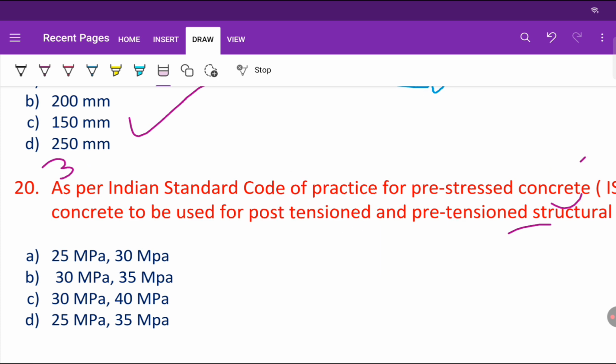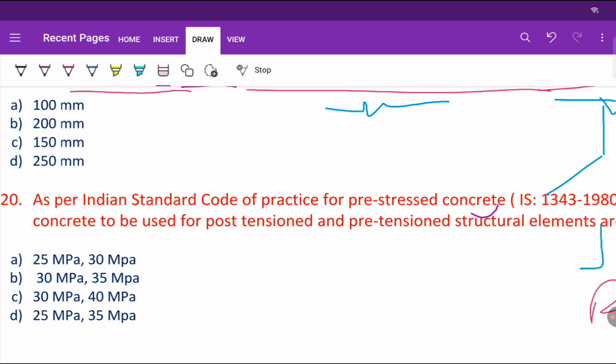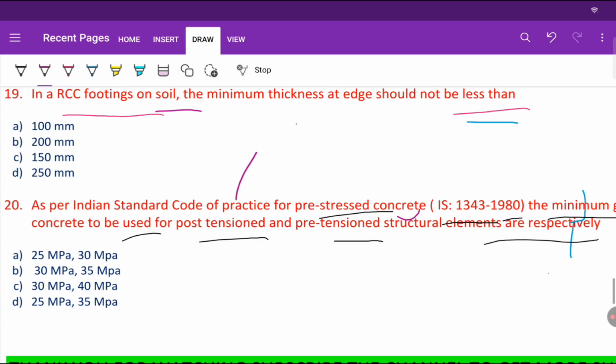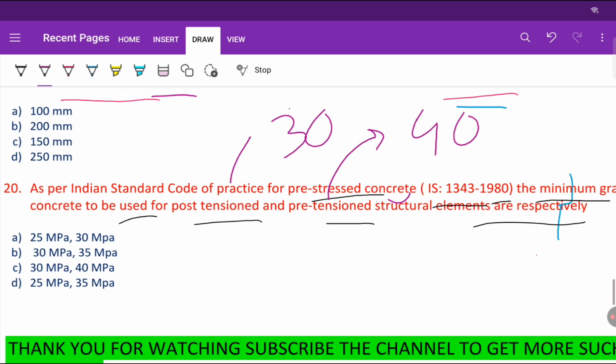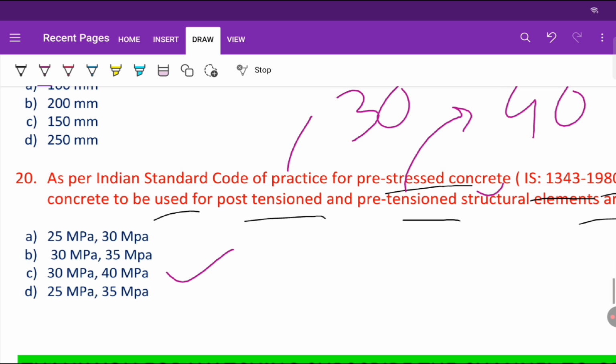The next question is: as per the Indian Standard Code of practice for pre-stressed concrete, IS 1343:1980, the minimum grade of concrete to be used for post-tension and pre-tension structural elements are respectively. So for post-tension we will use 30 and for pre-tension 40. For post-tension 30 and for pre-tension 40.